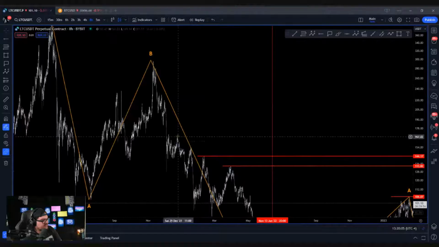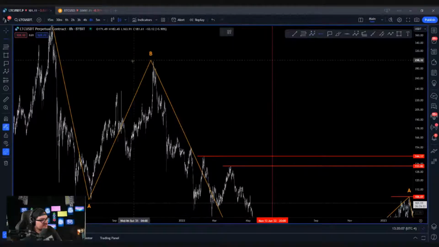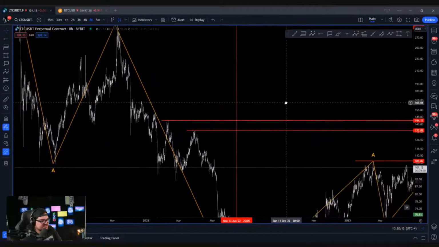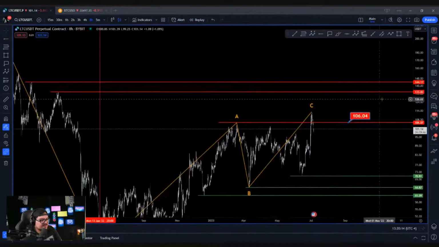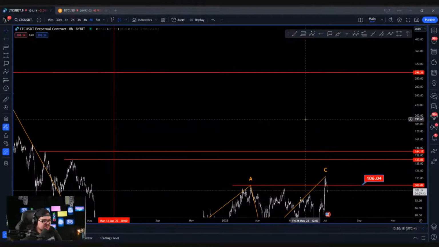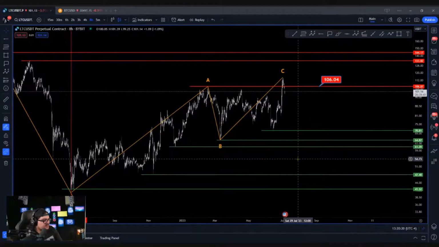144.17. I don't really think this is significant enough. I would say if we break past that, I don't see a reason why 296 can't be tested on LTC. So just keep that in mind. We have a pocket of resistance above us, but if we break that, 296 is definitely in the cards.